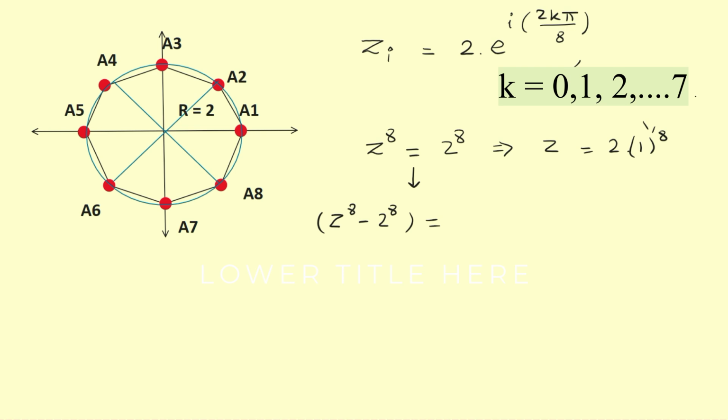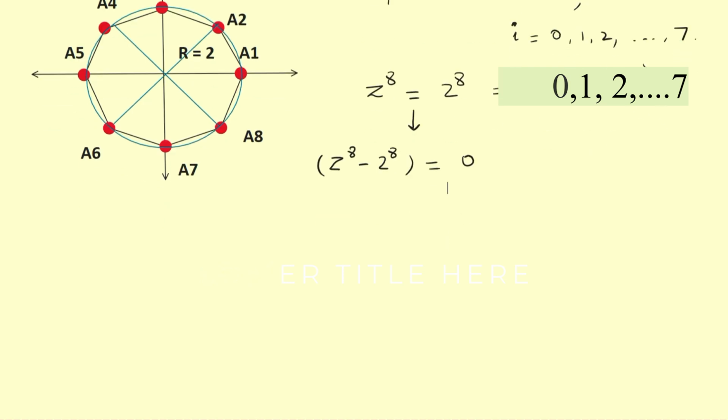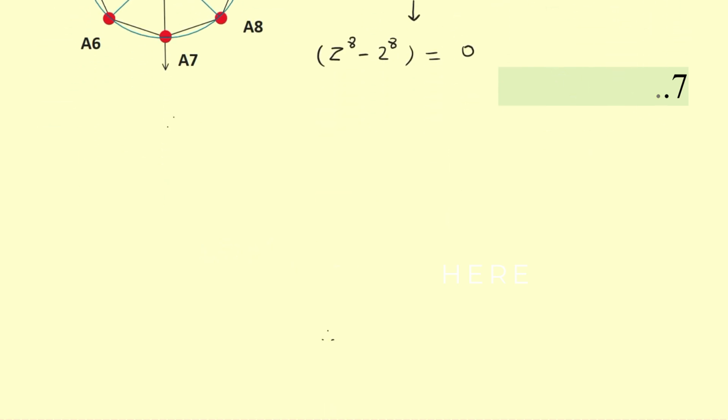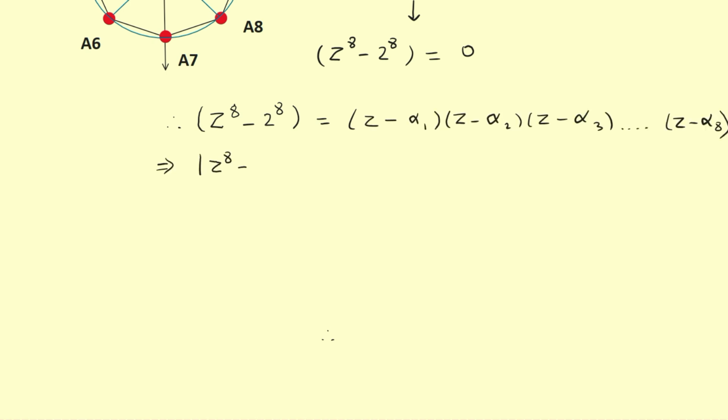Now this is a polynomial equation, so using the factor theorem, you can write the left hand side as a product of factors, that is z to the power 8 minus 2 to the power 8 will be equal to z minus alpha 1 into z minus alpha 2 into z minus alpha 3 up to z minus alpha 8, that is, factors containing all the roots. So now comes the final step in which we take modulus on both sides. The modulus of the product is the same as the product of the moduli, so you can take modulus separately for each factor.